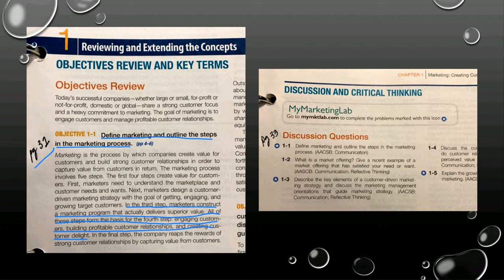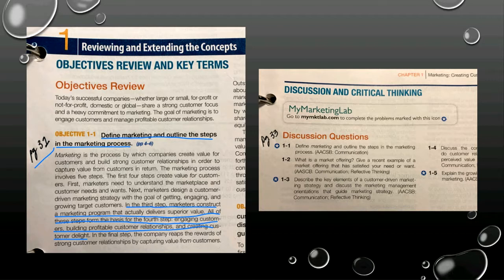Two pages later, they give you some discussion questions. You can get the marketing lab, look for those problems with the star, and they sync up to this. I would write these questions out. There are 5 of them here.